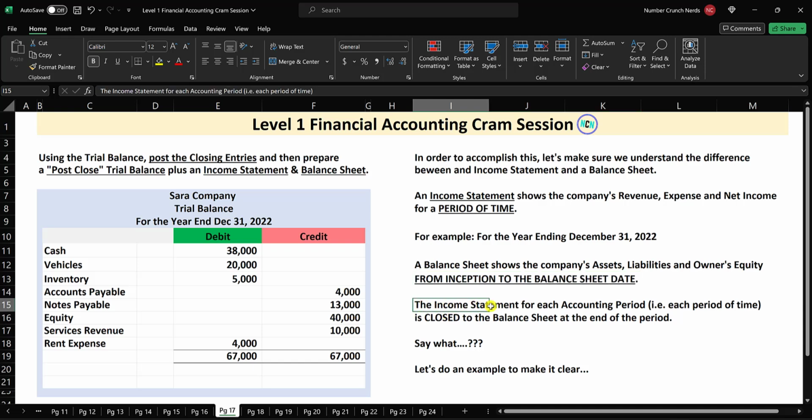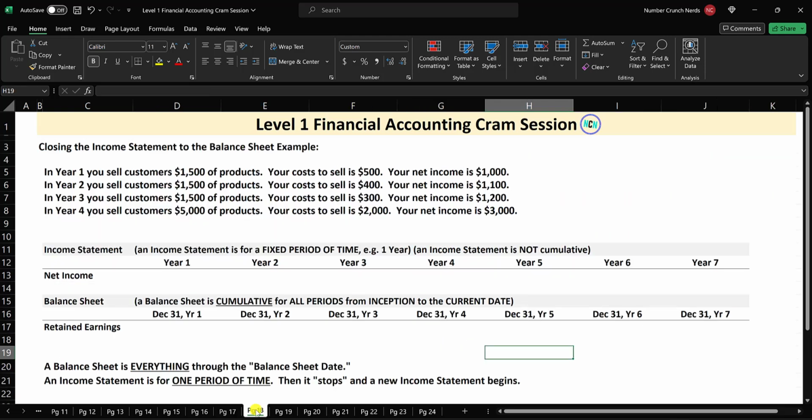The income statement for each accounting period, i.e. each period of time, is closed to the balance sheet at the end of the period. Say what? Let us do an example to make that more clear.